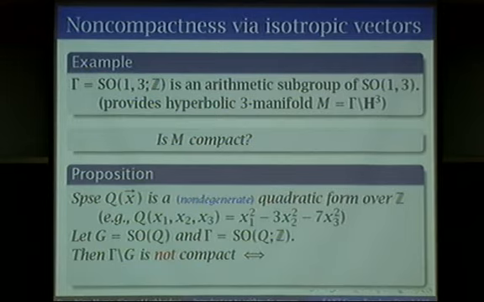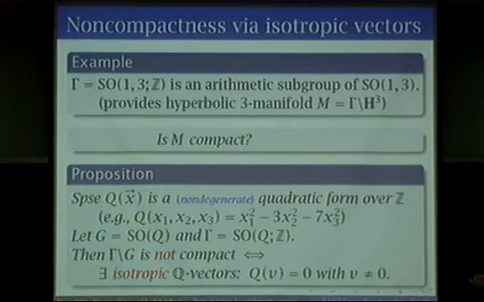In many cases, something that's usually easy to check is whether or not there exists an isotropic Q vector. And we need to tell you what that means. Isotropic just means length 0. So there's some vector, and to be a Q vector means all its coordinates are in Q. There's some vector of length 0, but it's not the 0 vector. That's what an isotropic vector is. I shouldn't call it length, but anyhow, when you put it in the quadratic form, it's a root of this polynomial, maybe I should say. If there's a rational root, then G mod gamma is not compact.